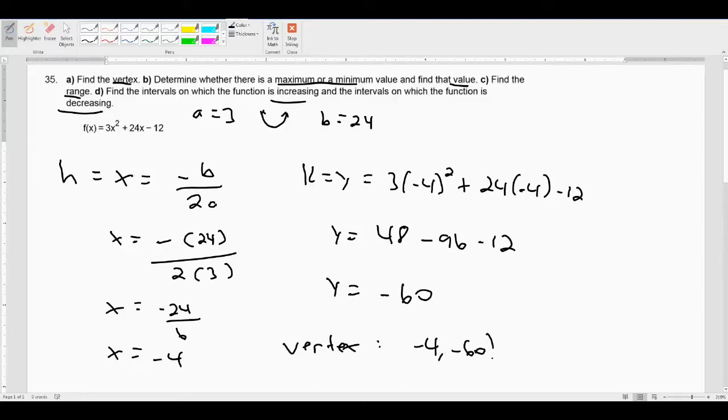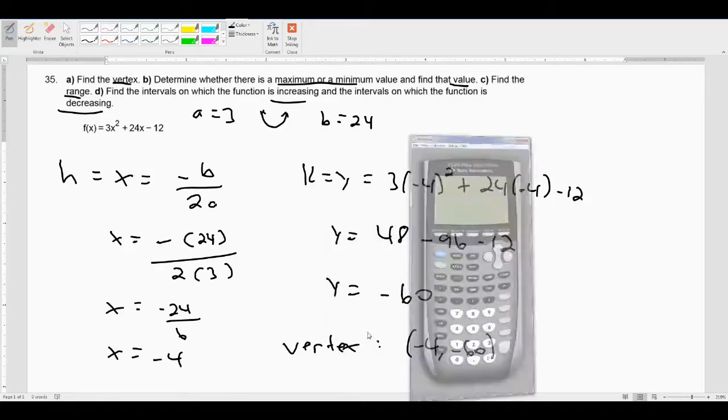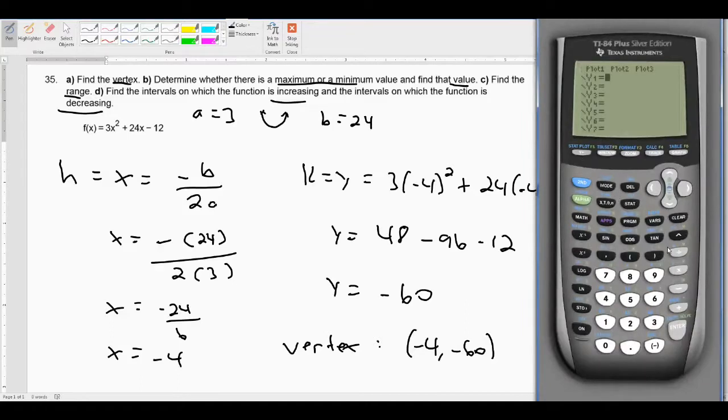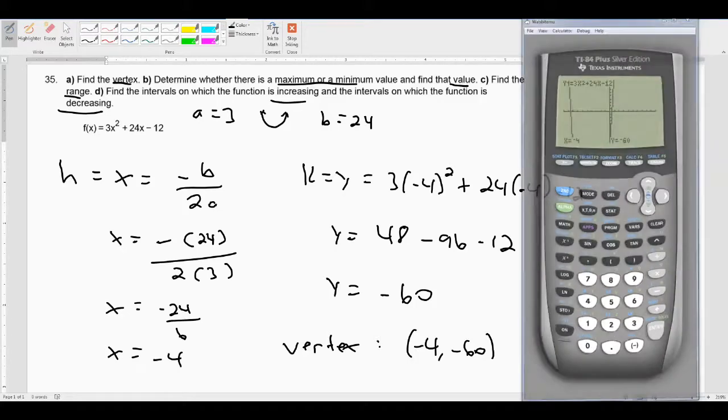is negative 4, negative 60. And it never does hurt to use a calculator to confirm. 3x squared plus 24x minus 12. Going to graph it. You can see it's a minimum. You can't see the bottom of it, but you know it's there. I'm going to hit trace, negative 4. This is my preferred method to check the vertex. And we know it's a minimum.